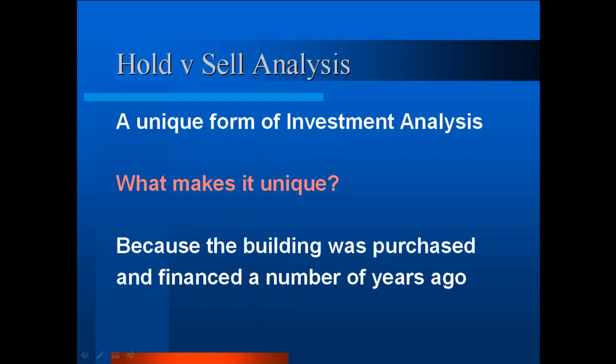With typical real estate investment analysis, we consider buying a building, perhaps arranging financing, projecting out the income and expenses over a certain time period. I typically like to use either 5 years or 10 years. And then at the end of the 10th year, we would sell the building and decide whether it's a good investment or not. In contrast, in hold versus sell analysis, the investment was made a number of years ago. Perhaps we purchased the building 7 years ago and arranged financing at that time.